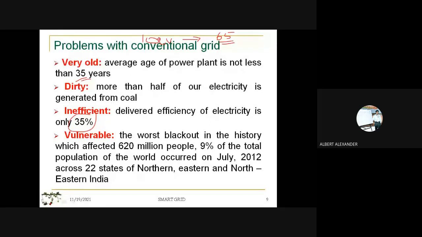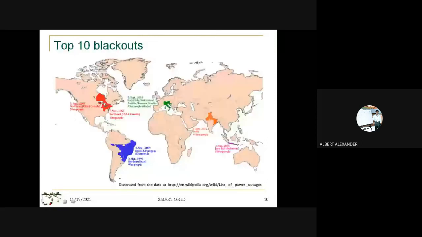Earlier it was 18%, now it is 23% and 24%, and the maximum level of delivery is about 35%. Whenever we make an improper connection of the grid with renewable resources, it comes under the category of the worst blackout. Blackout means complete shutdown. We experienced this in 2012 in India. These are the top 10 blackouts caused by improper connection of the grid with the distribution systems.